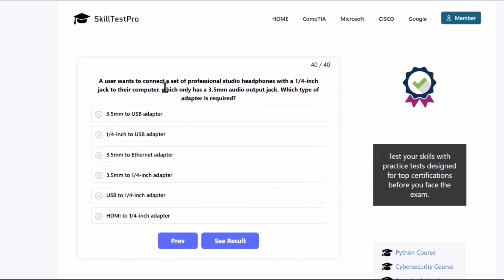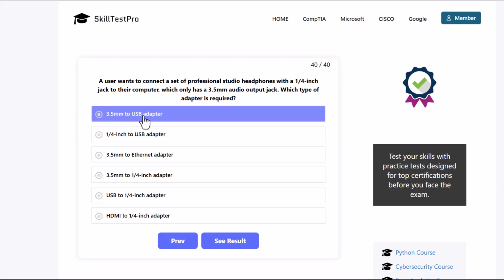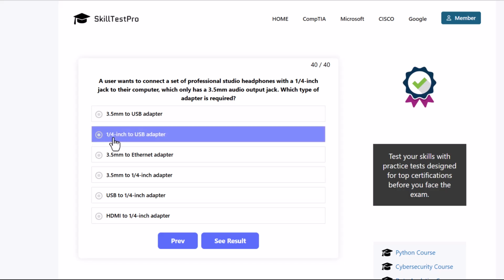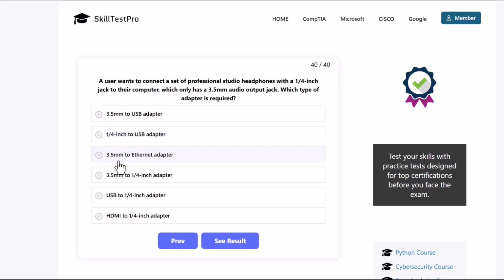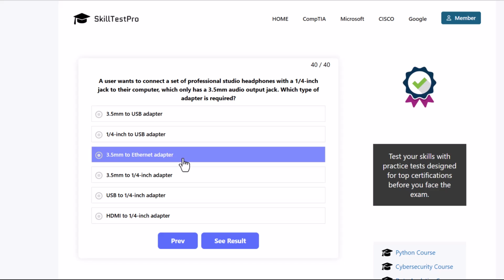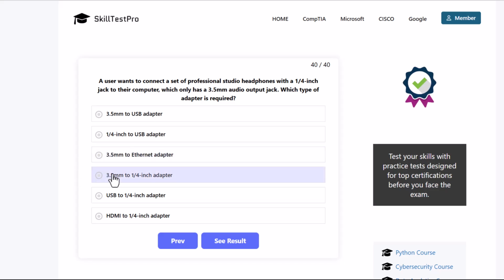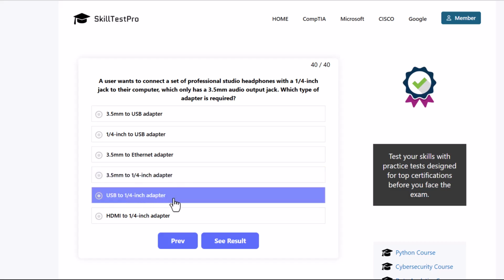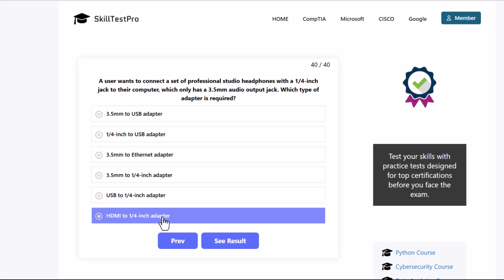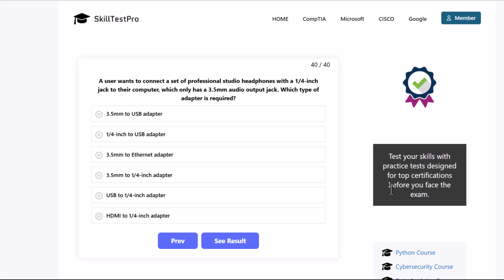A user wants to connect a set of professional audio headphones with a 1/4-inch jack to their computer, which only has a 3.5mm audio output jack. Which type of adapter is required? 3.5mm to USB adapter, 1/4-inch to USB adapter, 3.5mm to Ethernet adapter, 3.5mm to 1/4-inch adapter, USB to 1/4-inch adapter, or HDMI to 1/4-inch adapter. Which one is the correct answer?